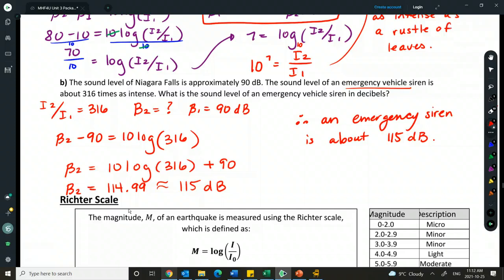So you have to use your common sense in these types of questions, guys. If I get something that is not a number that's greater than 1 for the intensity, then I must have divided something that was less intense over something that was more intense. So that's going to help you decide what to put in for beta 2 and what goes in for beta 1. Also, if you just complete the question and your answer doesn't really make sense with what the question's asking, maybe just switch beta 1 and beta 2. So you can always fix it if it doesn't. Use your common sense at the end. This should be the louder thing, the emergency siren, and this should be the quieter thing, 90 decibels for Niagara Falls.